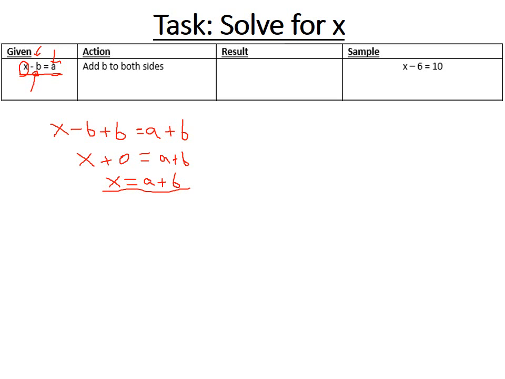Now we didn't get an exact number because we didn't know what a and b were. A and b can be different things depending on your situation. Let's do an actual sample problem together. So our result here is x is equal to a plus b.